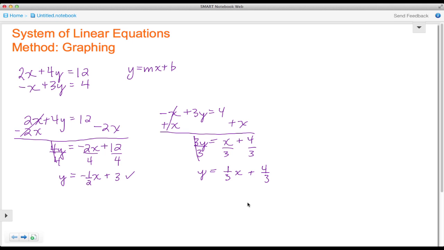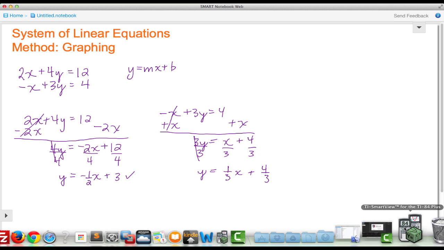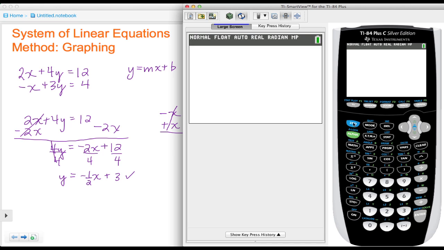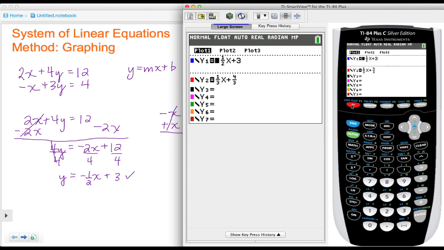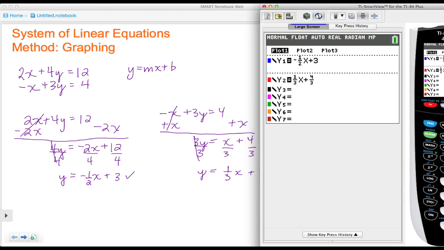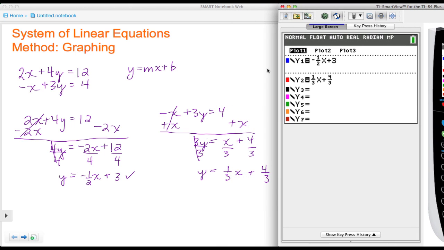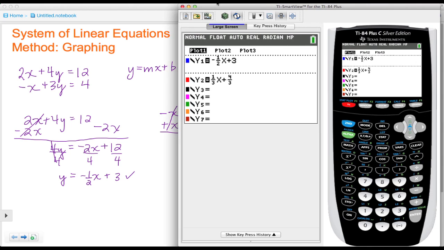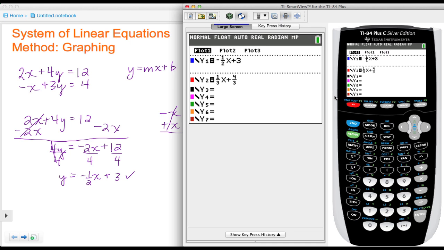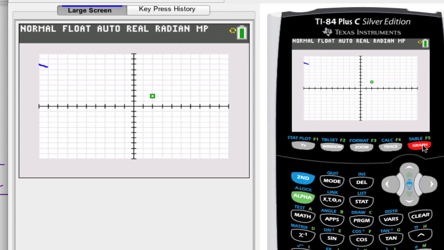Alright, now let's pull up the calculator, and you'll see that when I press y equals, I have both of those equations in the calculator already. Let's slide it over a bit. Here's the first one, negative 1/2 x plus 3, and the second one, positive 1/3 x plus 4/3. Now that I have both of those, I need to click on the graph button.